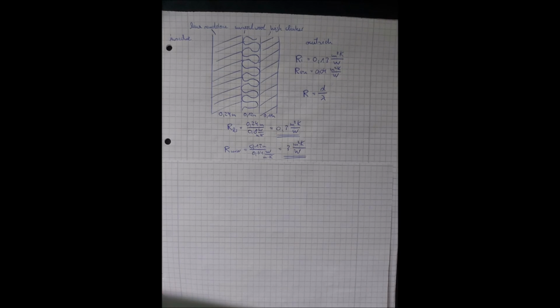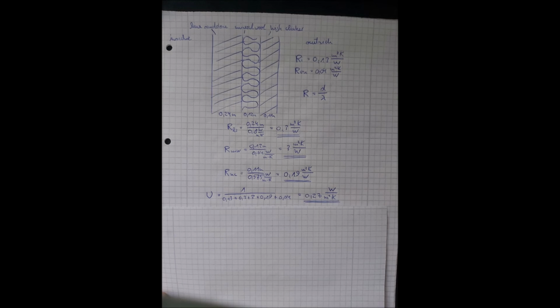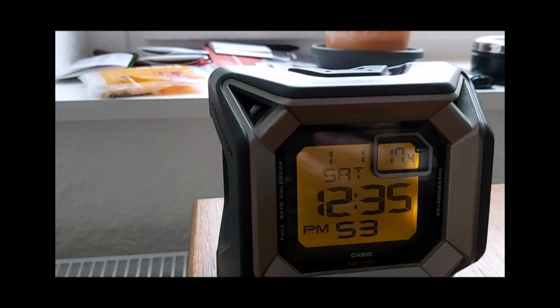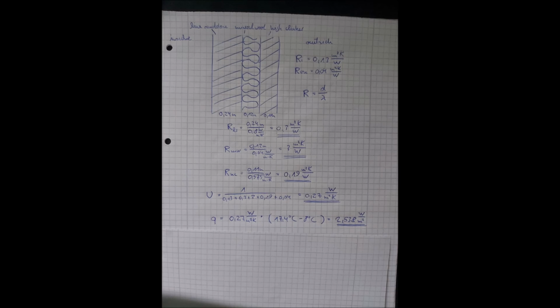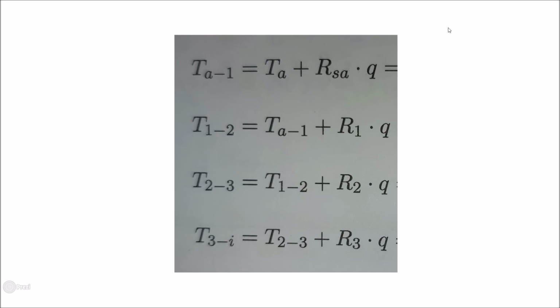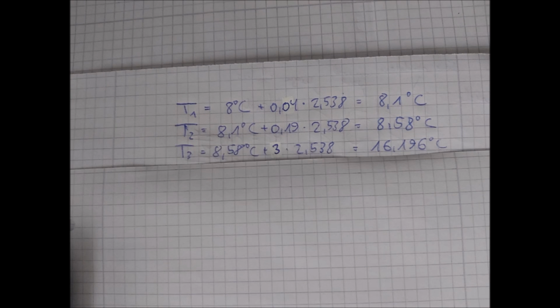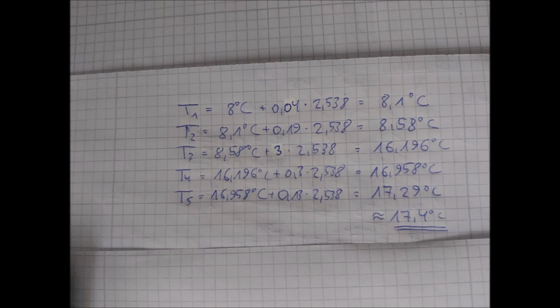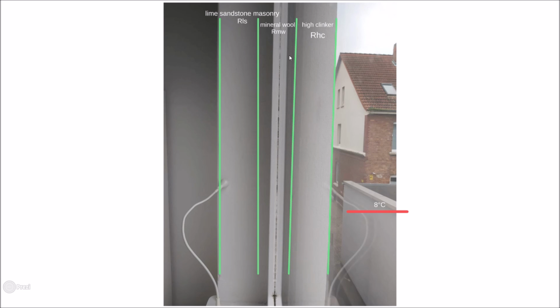First I calculate the R's, then the U. With the U and the inside temperature of 17.4 degrees and outside of 8 degrees, we have the Q. In our last step, we just calculate the heat transition through our layers. Therefore, we just put the values into the formula. As you can see, we now have a temperature for each layer. If we want to illustrate it, we just go back to my wall and draw a curve with the solutions in the picture.